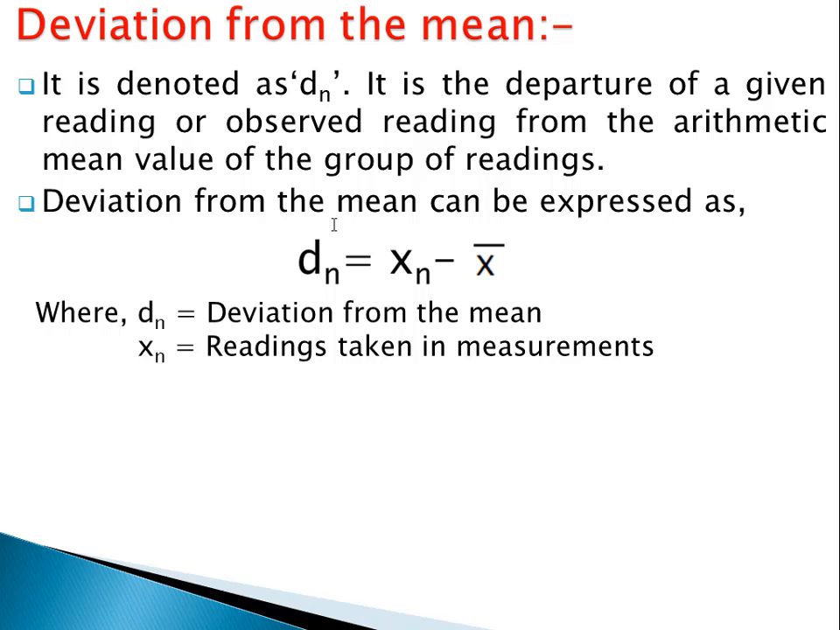Here dn is equal to deviation from the mean, and xn is equal to readings taken in measurement. Similarly, x bar is equal to arithmetic mean in the measurement system.